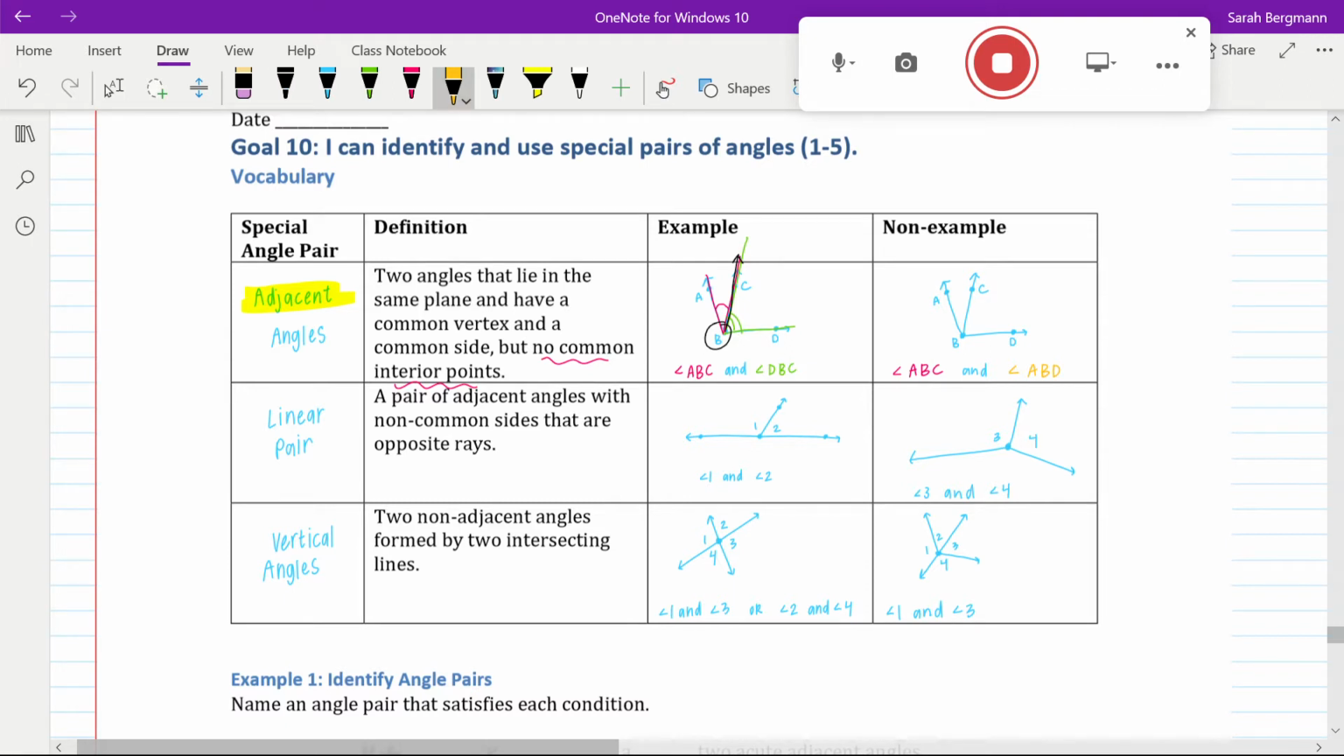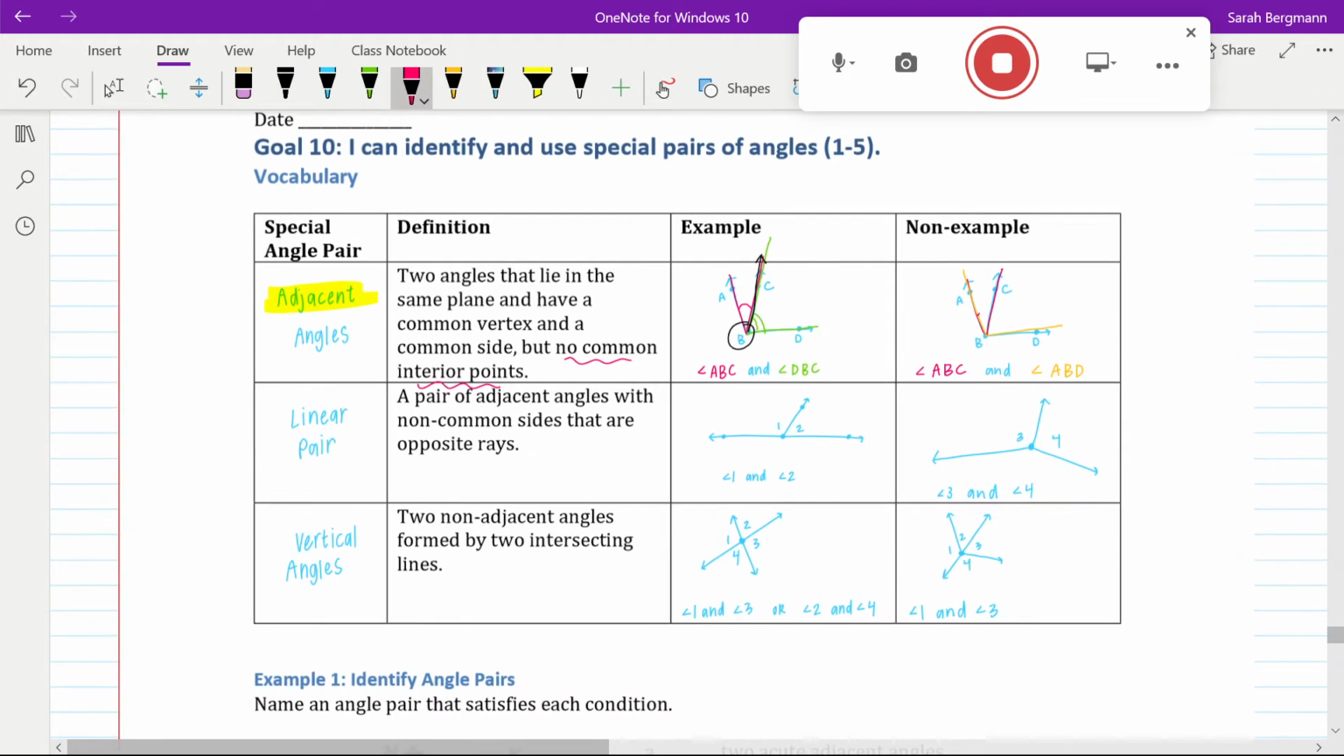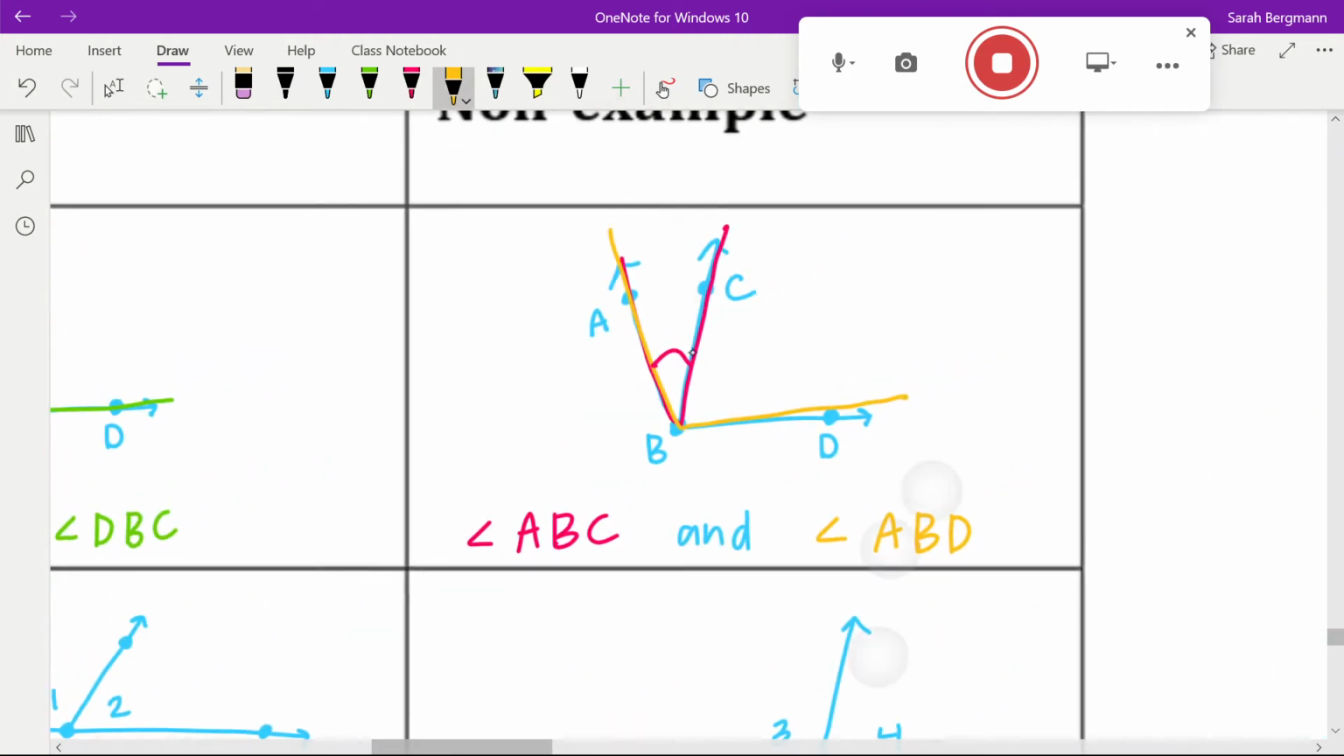Something that is a non-example of adjacent angles would be angle ABC and angle ABD. Notice these are not adjacent angles because they share common interior points, all the points that lie between ray BA and ray BC. All these points are in common with both of the angles. The 2 angles are overlapping. Therefore, it is not an example of adjacent angles.